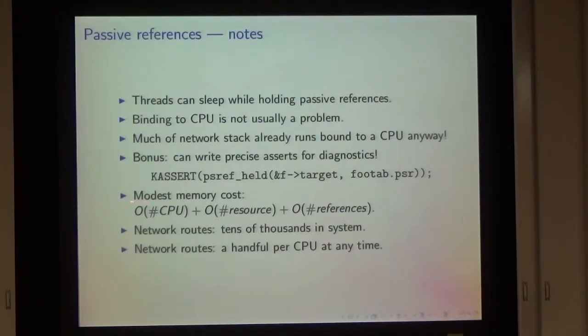The memory cost is pretty modest. There's one list per CPU, one flag per resource, one bit per byte or word per resource, and we need a list entry for each reference that any thread has. So again, with network routes, there are tens of thousands of routes in the system. One extra byte per route, it's not so bad. They probably just about fill a cache line already. And there are usually only a handful of them on any CPU at a time. You don't acquire references to 10,000 network routes all at once to forward a single packet. Just pick up one route, or maybe a couple, like a tunnel and a route.